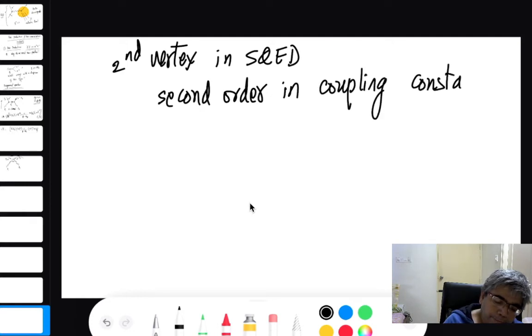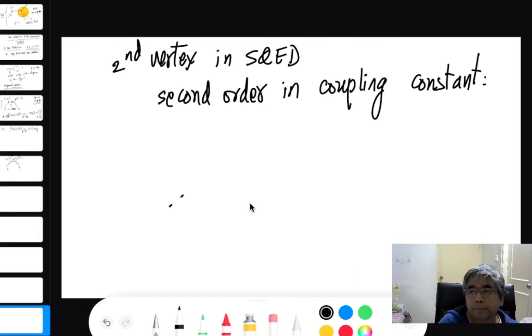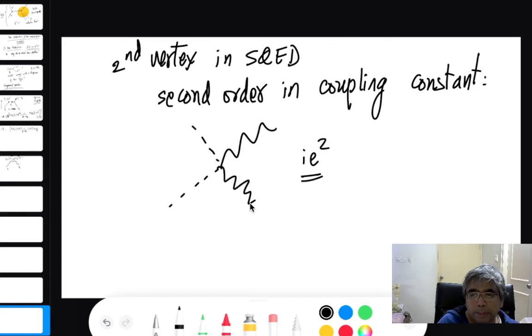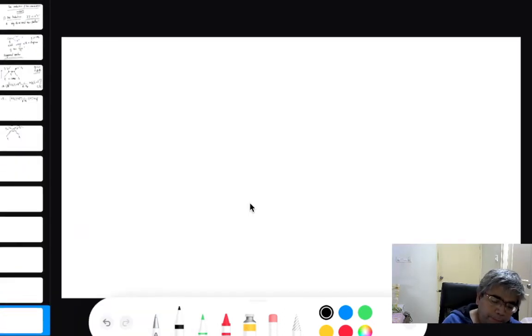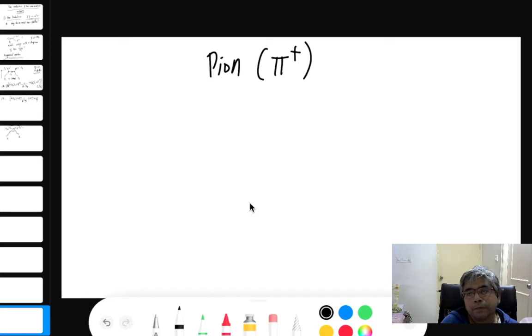For this one, there is no momentum dependence and it is just IE square. But it is second order in the coupling constant, so it won't appear in any tree level process. Let me give an understanding of why I'm insisting that there's some difference between scalar QED and QED. Let's take a charged pion, say pi plus, and try to do the same kind of process as in the case of QED. Let's just draw the diagrams at least to understand what's happening.